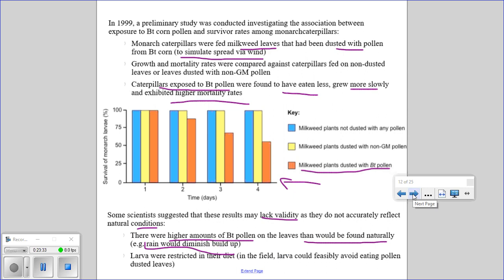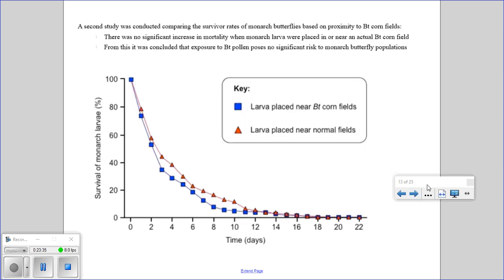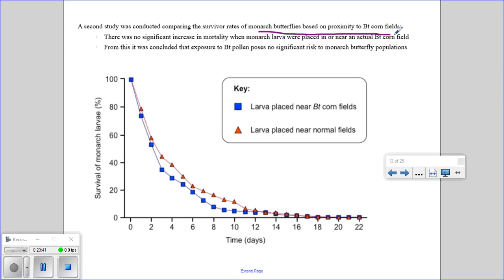So to address some of these issues, another study was done, which compared survival rates of monarch butterflies based on proximity to Bt cornfields. What was found was that there was no significant increase in mortality when monarch larvae were placed in or near an actual Bt cornfield. From this, it was concluded that exposure to Bt pollen poses no significant risk to monarch butterfly populations. Some of the data from the study is shown here.